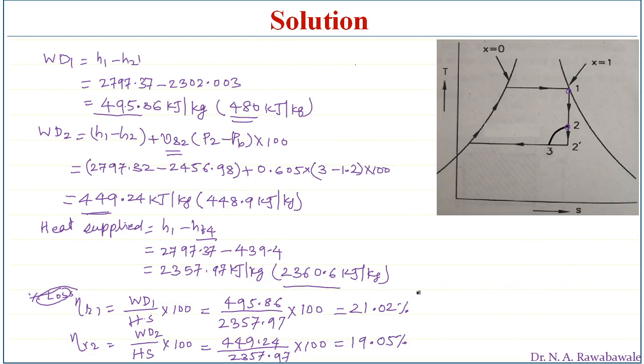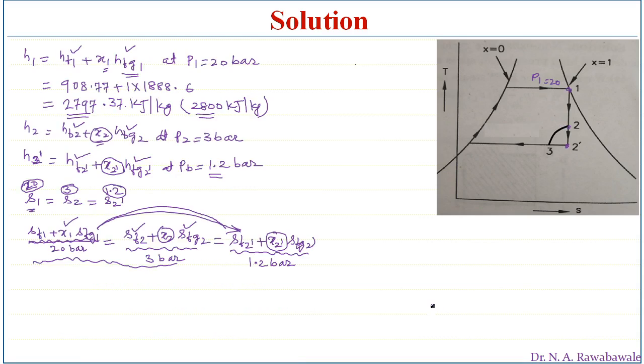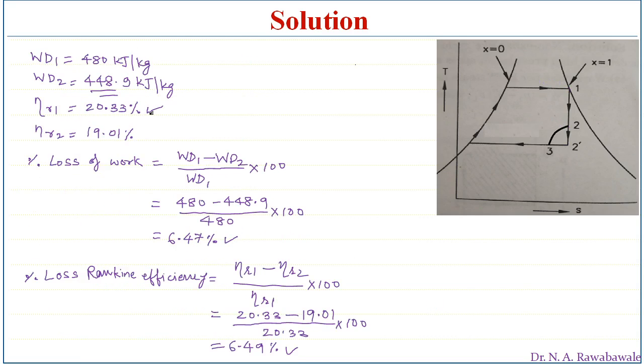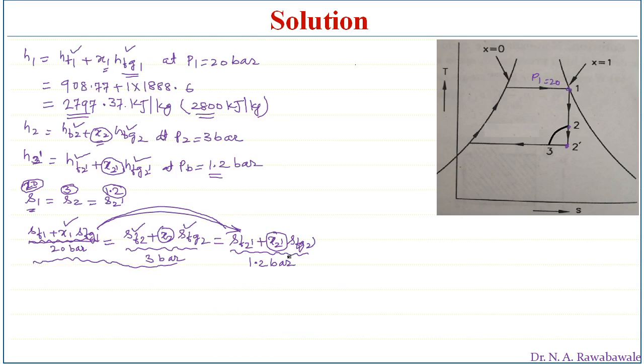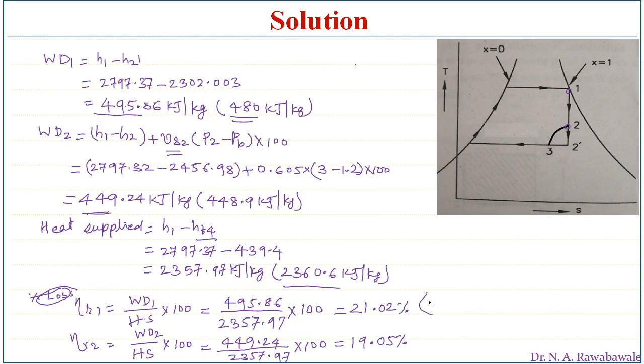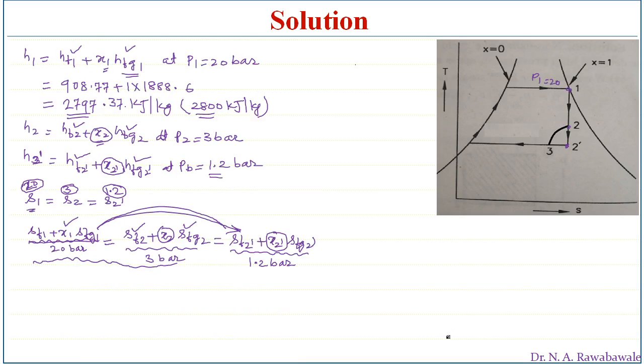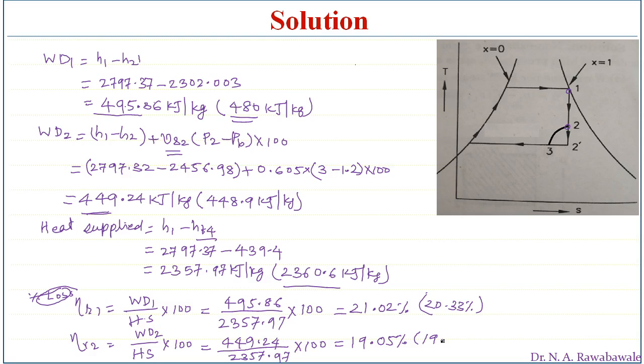So Rankine efficiency 1 by the graphical method was 20.33%, and Rankine efficiency 2 was 19.01%. These values in brackets represent results by the graphical method. You can see the error.